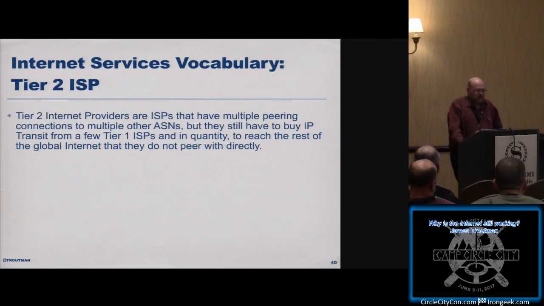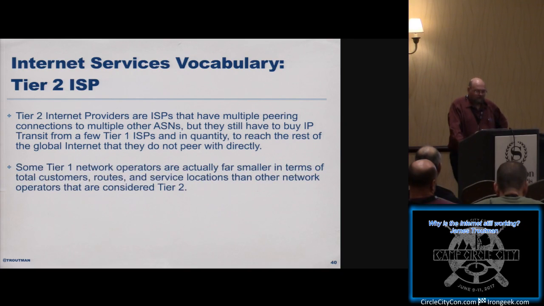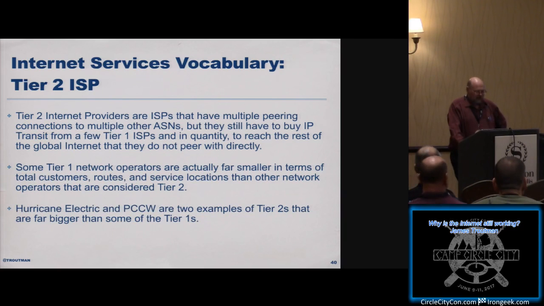Then you have tier 2 carriers, which are typically large internet providers that have multiple peering arrangements with multiple other providers, or ASNs, but they still have to buy IP transit from some number of tier 1s to reach the rest of the internet that they don't peer with directly. A lot of these tier 1 operators are actually way smaller than the tier 2 operators, but the tier 2 operators just haven't been able to break into the cabal yet to stop having to pay the bill.